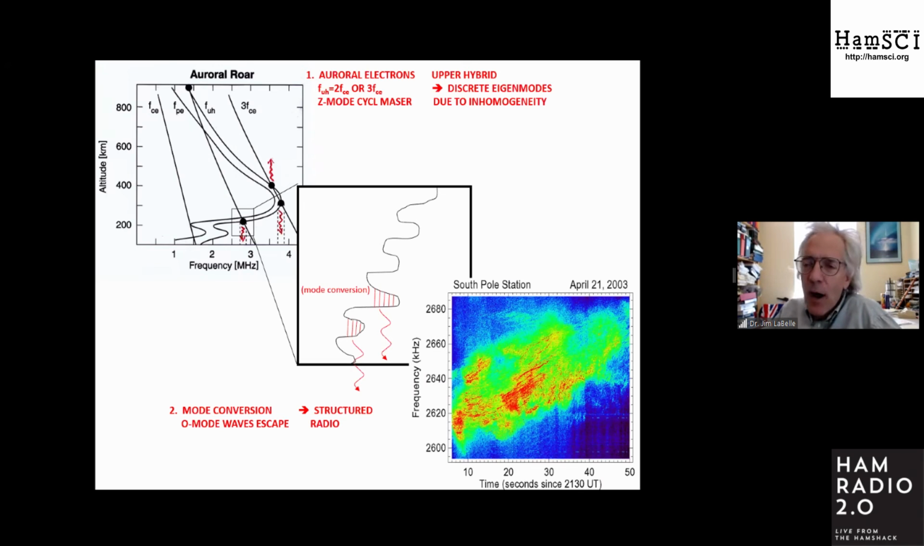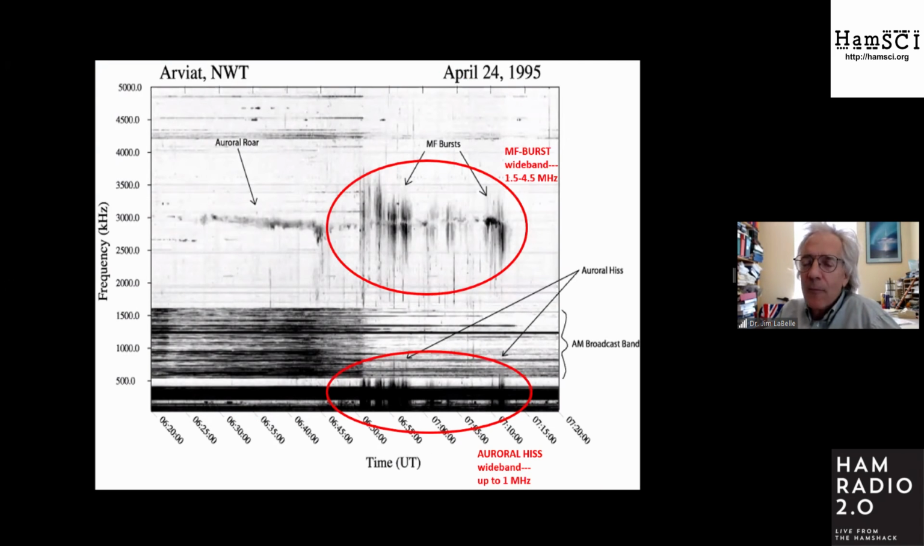Okay, let me move on and talk briefly about the other emissions. Don't want to skip them. So let's talk briefly about the medium frequency burst emission, right? There's a broadband emission, and it's often seen at the same time as the auroral hiss emission, which is also broadband, but at a lower frequency. So let me tell you about these.